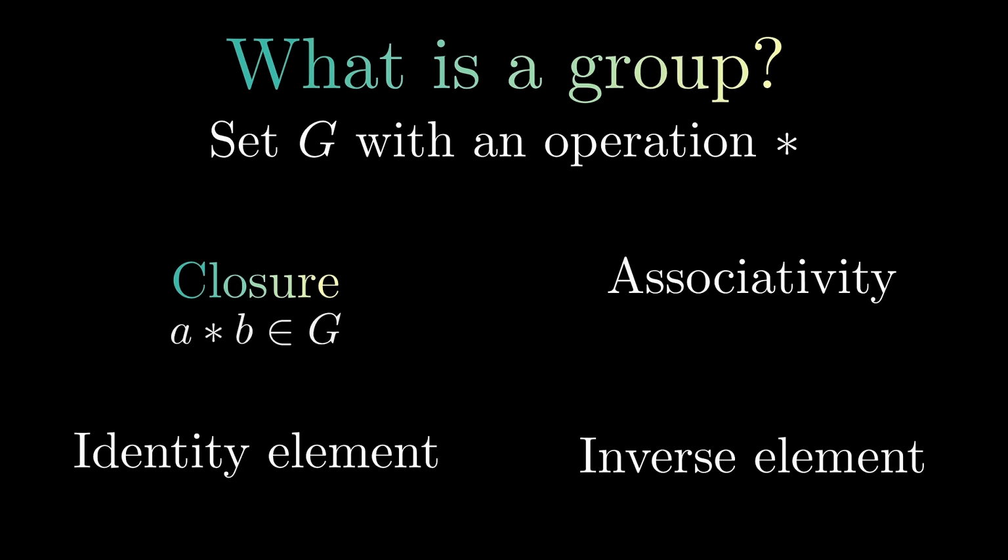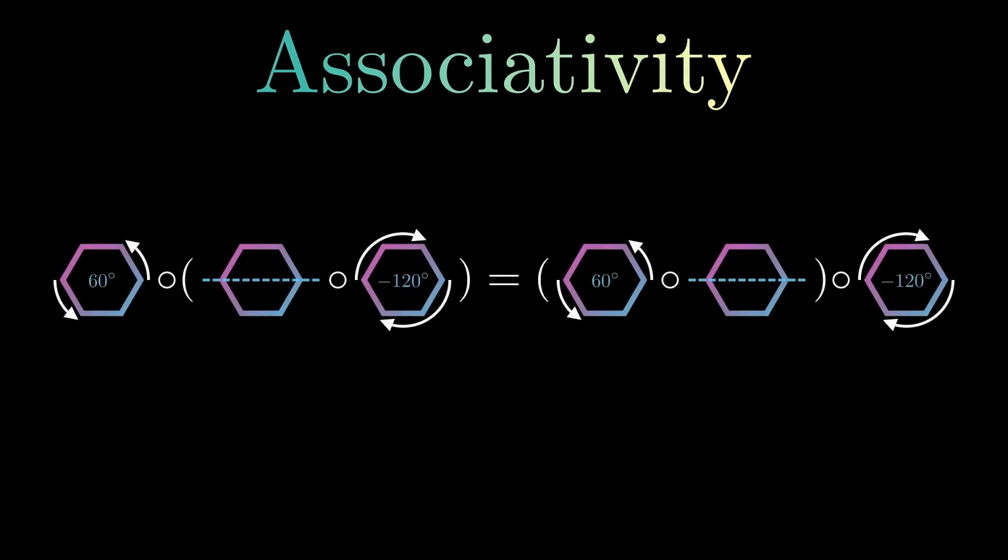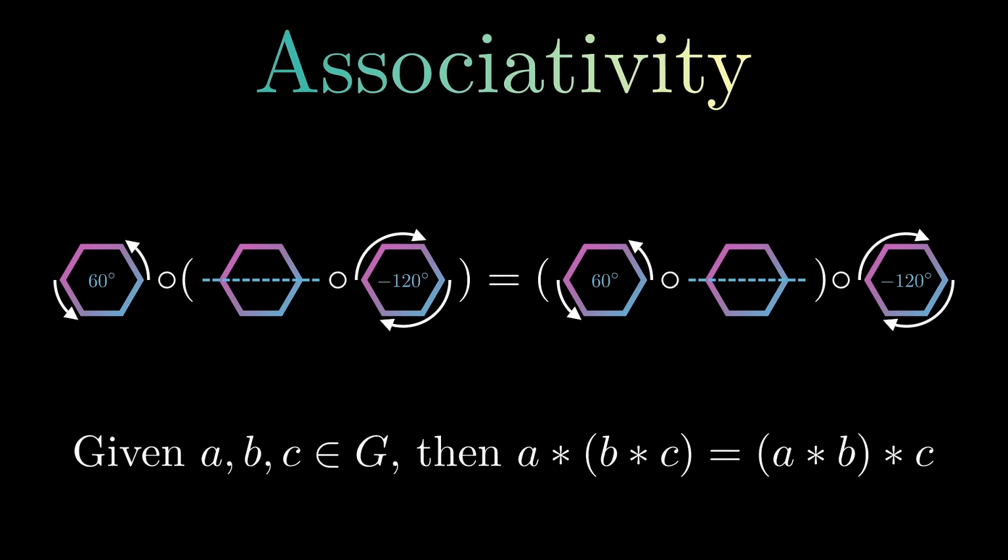The next property is associativity. Here we require that the way elements are grouped in the composition doesn't matter, so the parentheses can be arranged without changing the outcome.